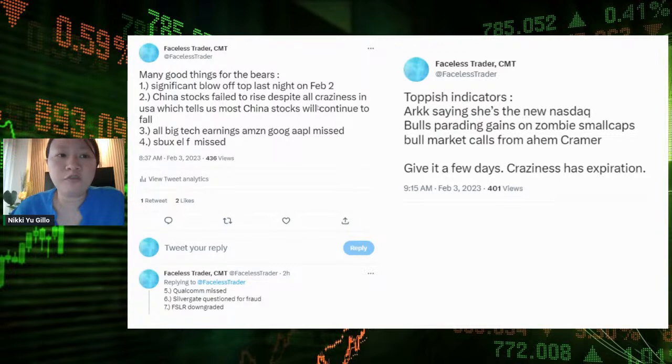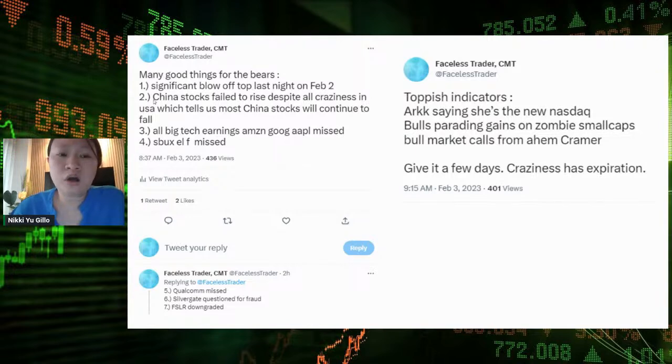A few things that I would also discuss. As of last night, February 2, a lot of good things happened for the bears if you have a bearish bias. Number one, there was a significant blow off top last night on Feb 2. There were a lot of big moves to the upside, but they didn't sustain on the close.